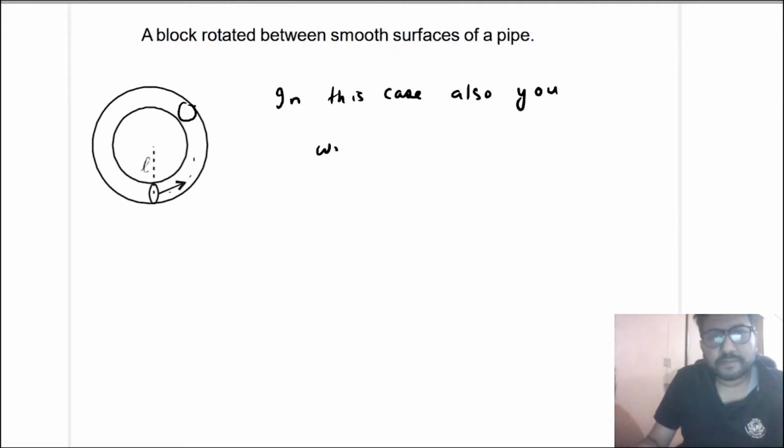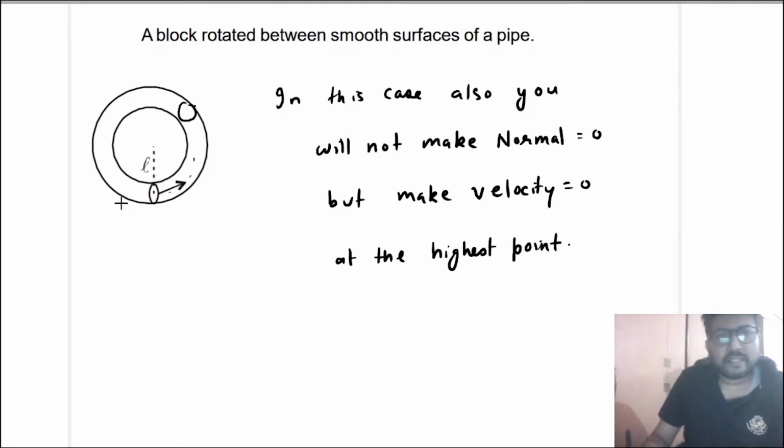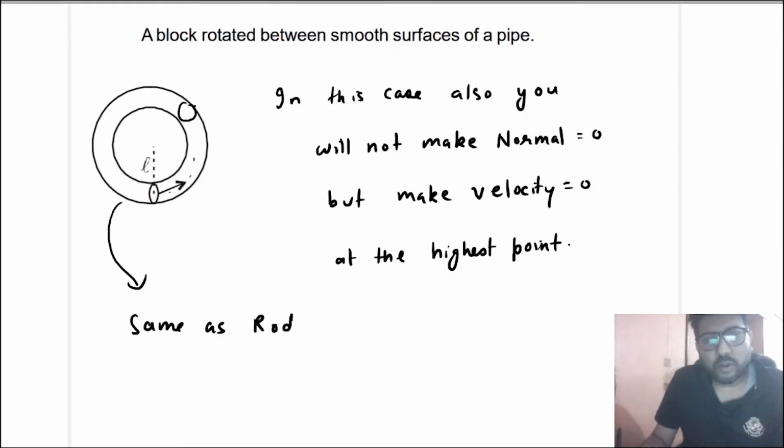So in this case also you will not make normal equal to 0 but make velocity equal to 0 at the highest point. That means this situation is also same as rod. So all results of rod are valid here. Just you have to replace the length of the string with radius of the loop and the tension with normal.